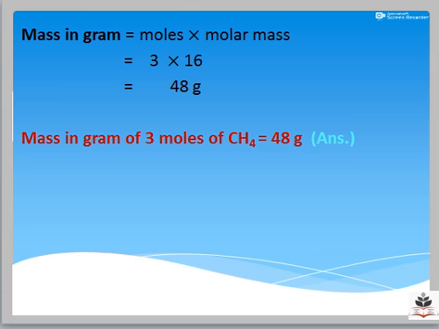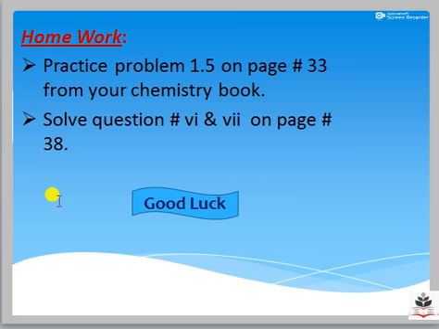Now let me give you homework. You are going to practice problem number 1.5 on page number 33 from your chemistry book, and you will have to solve questions number 6 and 7 given on page number 38 in your chemistry book. I hope the lecture is clear to all of you, but still if you find anything difficult, you can send me your questions. I will try to explain that in the very next video.